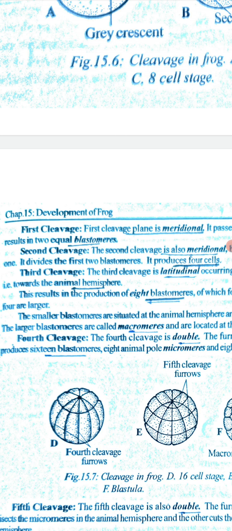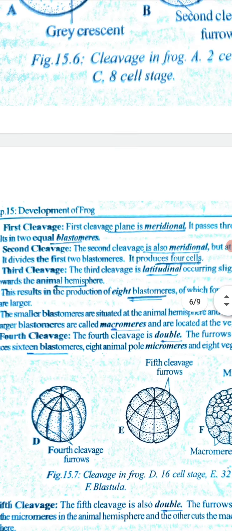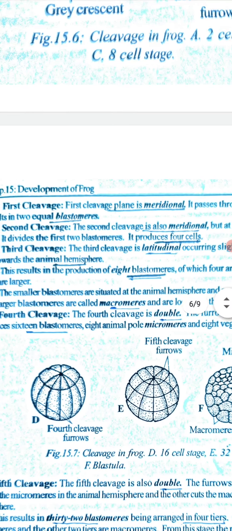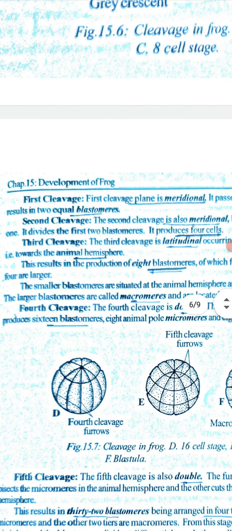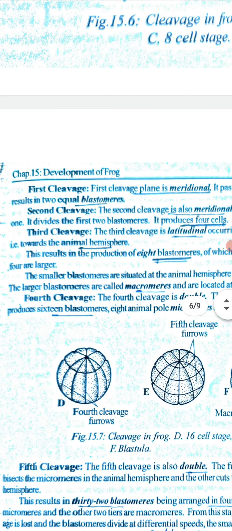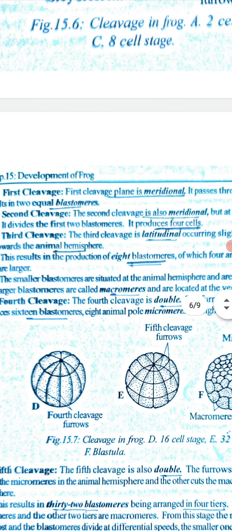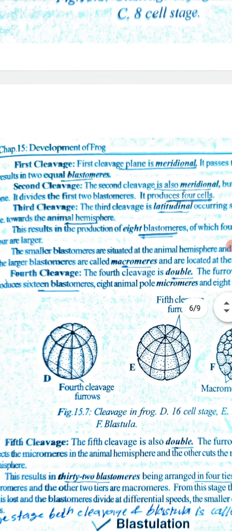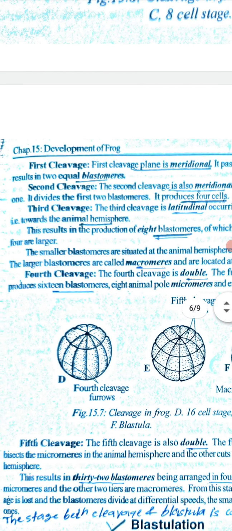The second cleavage is also meridional and at right angle to the first one, therefore in the second cleavage four blastomeres are formed. In the first cleavage two blastomeres are formed, in the second cleavage four cells are formed. The third cleavage is latitudinal and occurs just above the center of the egg to form eight blastomeres.